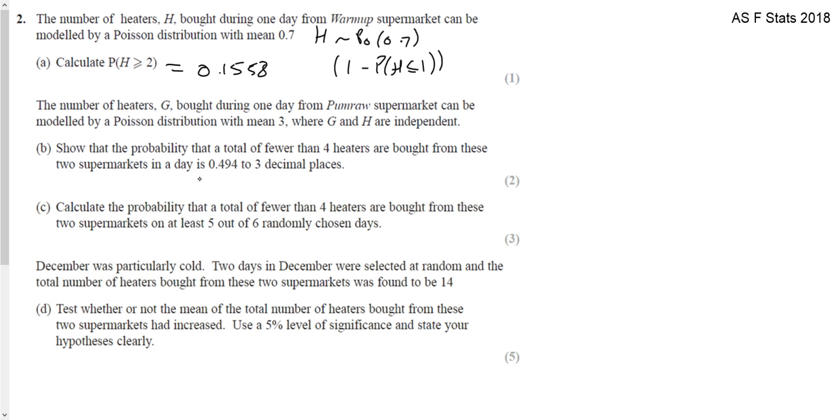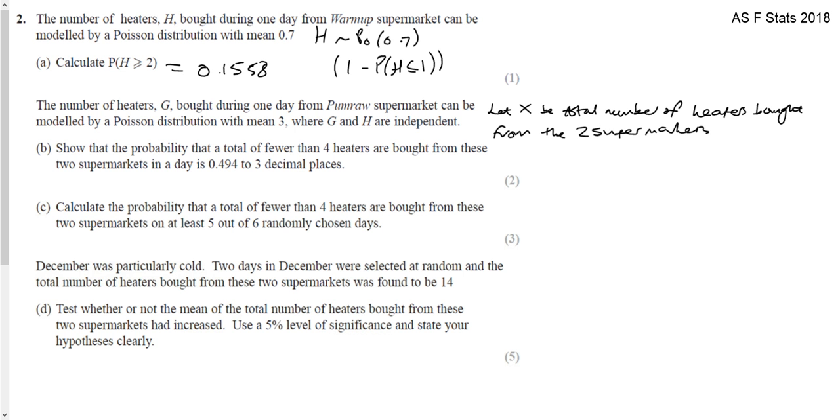Okay, then they introduce some more heaters. So what we've got here, probably a good idea to come up with a new letter. So let X be the total number of heaters bought in the 2 supermarkets. Okay, then we can say X comes from a Poisson distribution. So remember, if we've got 2 independent Poisson distributions, we can add their means together.